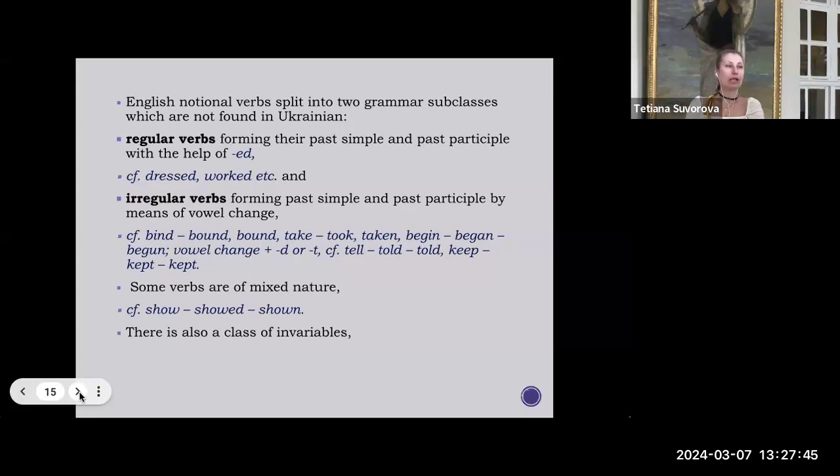Well, and regular, you know, if we speak about the past, we use the ending -ed. And here it is: bind, bound; to take, took, taken, and so on. Some verbs are of mixed nature, so the second form is like regular, and the third one irregular. We should learn that, yes. So there are also invariables, so cost, let.